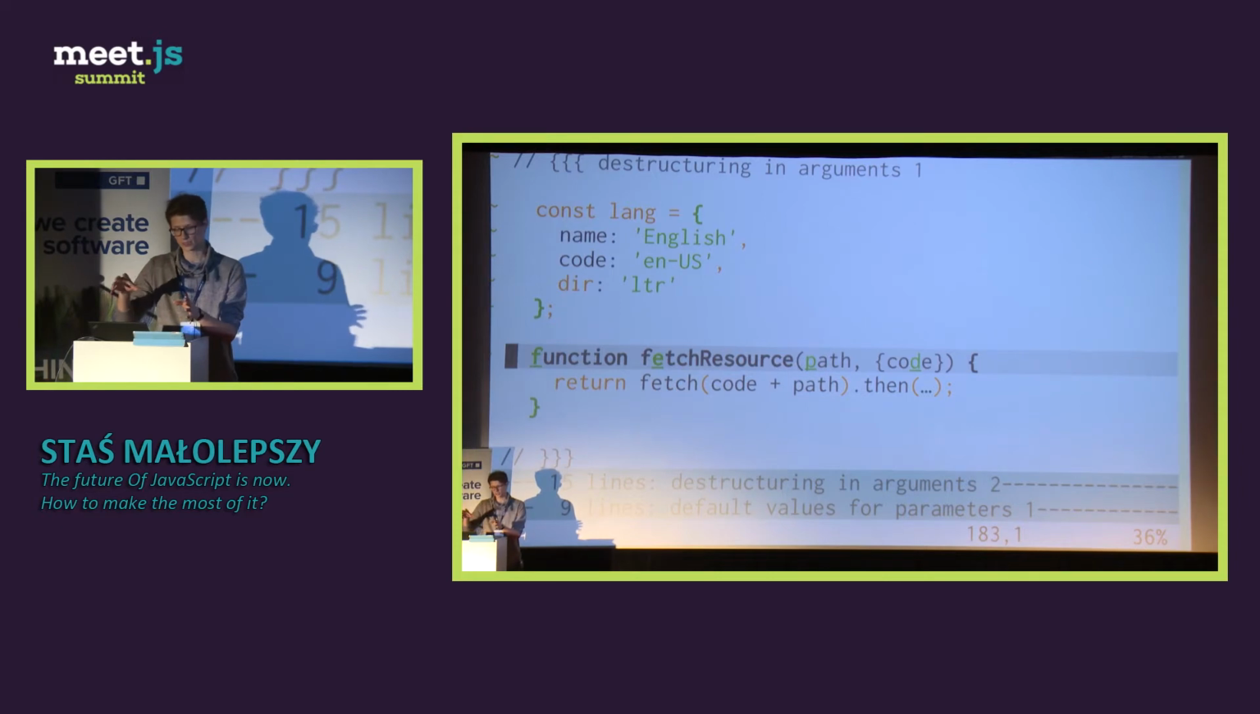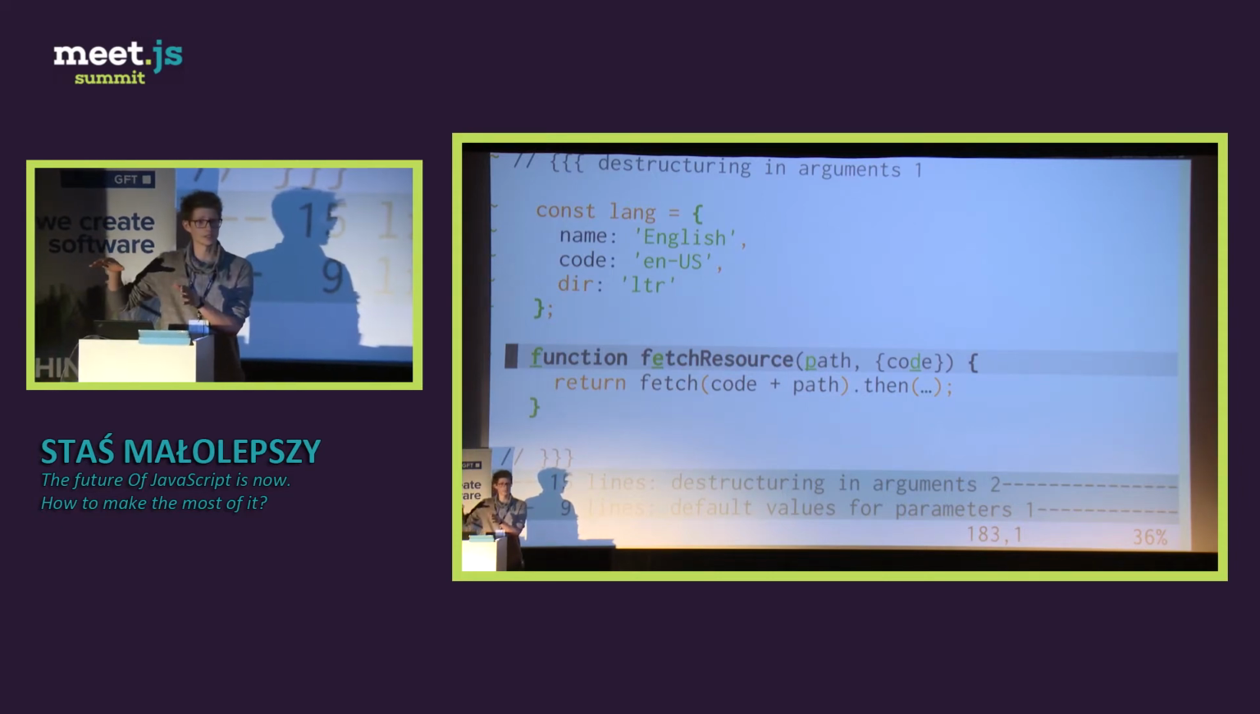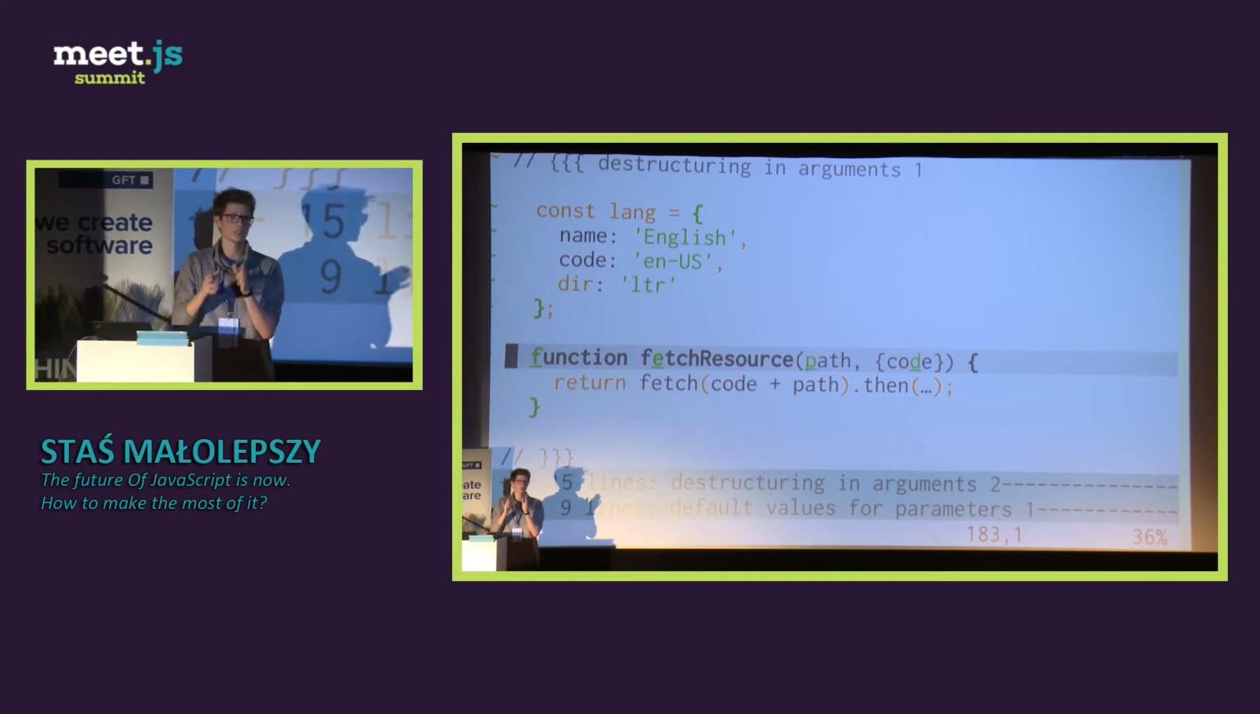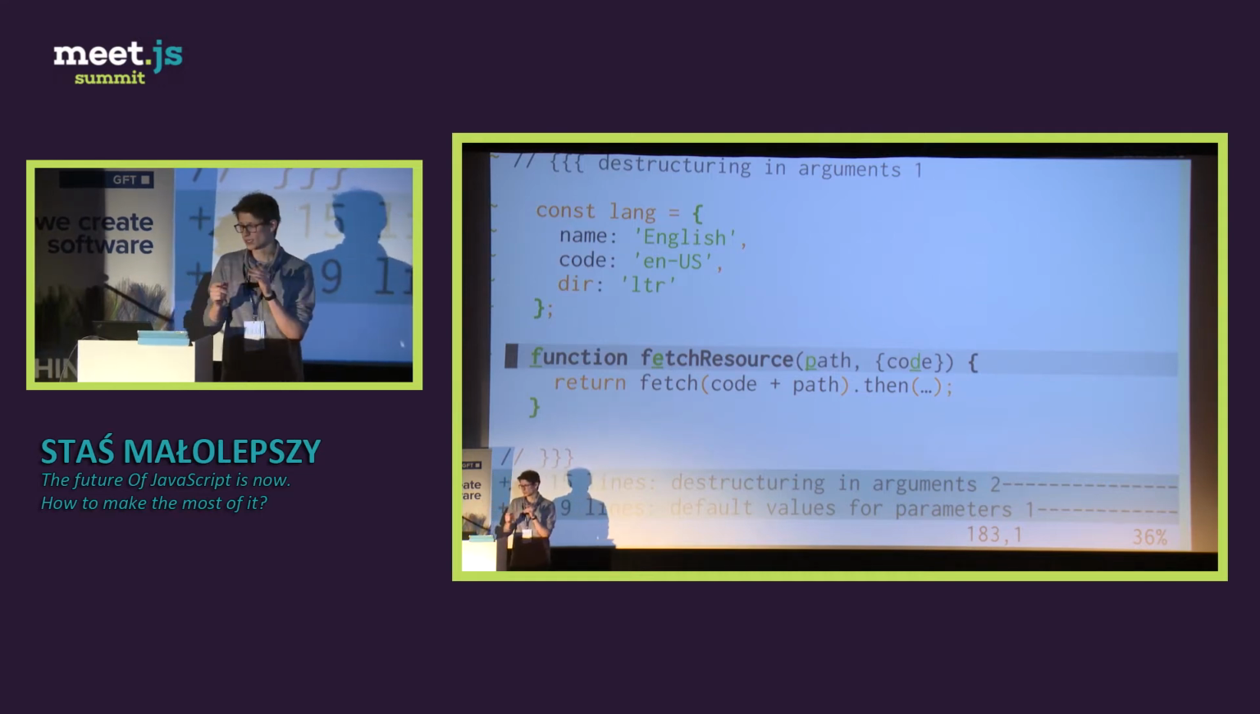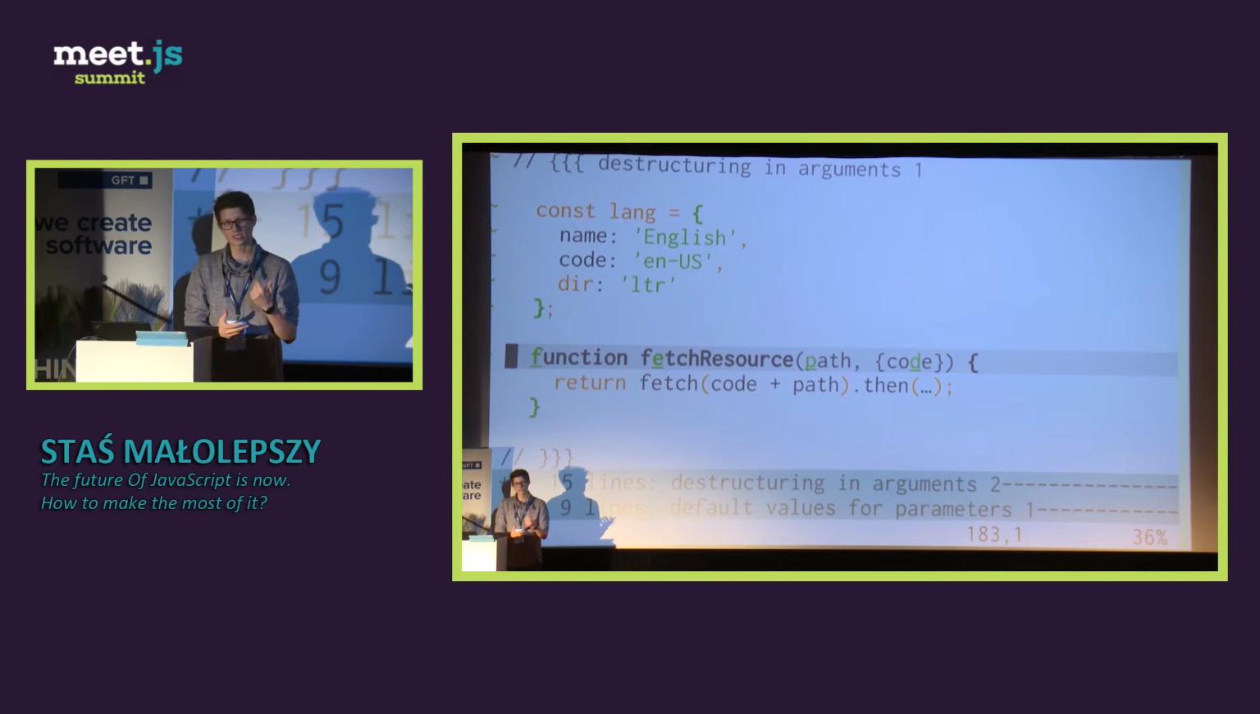And I don't really care about the other properties in the lang object. So this, in fact, can be any other object. What only matters is the code property. So this makes your code also more extensible and more composable.